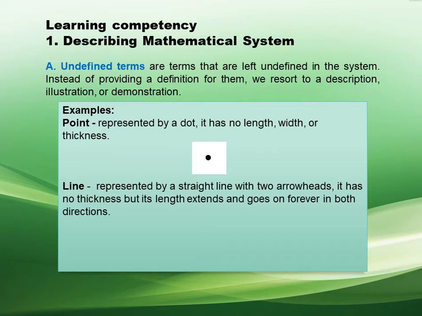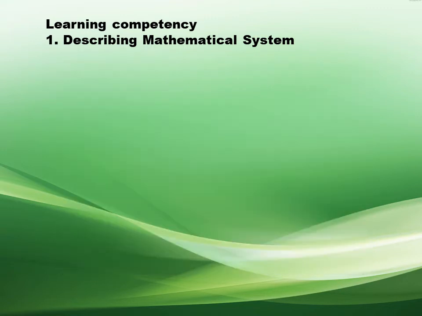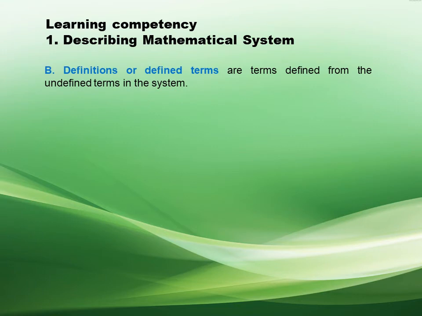Line. Represented by a straight line with two arrowheads. It has no thickness, but its length extends and goes on forever in both directions. So that is an example of a line. B. Definitions or defined terms. These are terms defined from the undefined terms in the system.